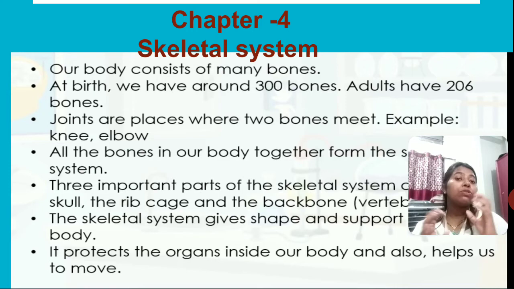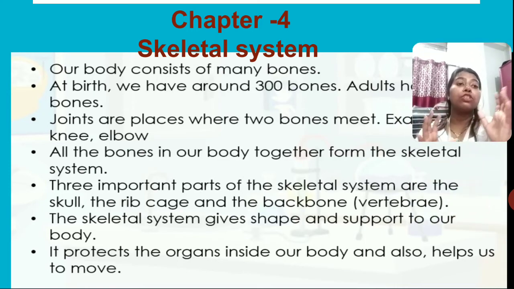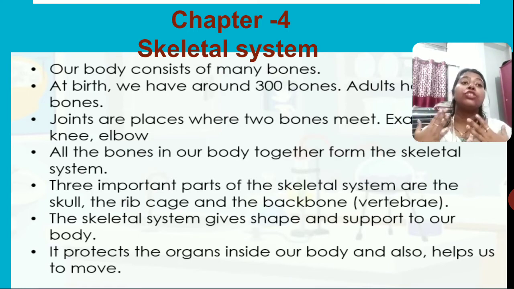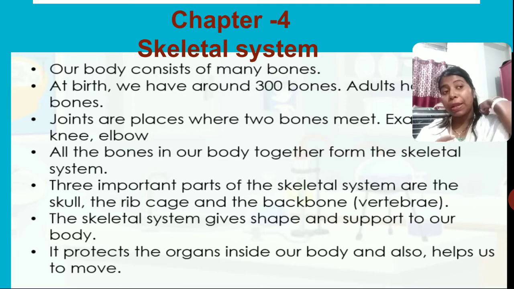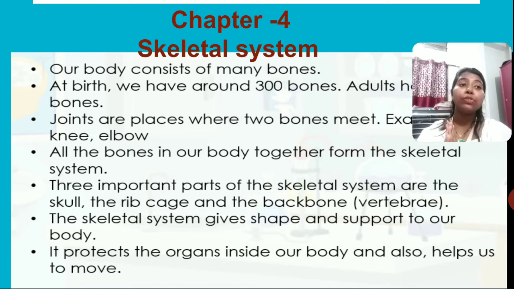We have also seen the three important parts of the skeletal system. The skull protects your brain. Next is the rib cage, that is your chest bone, which protects the organs present in our chest, like your lungs and your heart. And we have also seen the backbone, that is the vertebra. The skeletal system gives shape and support to our body. It protects the organs inside our body, and also helps us to move.